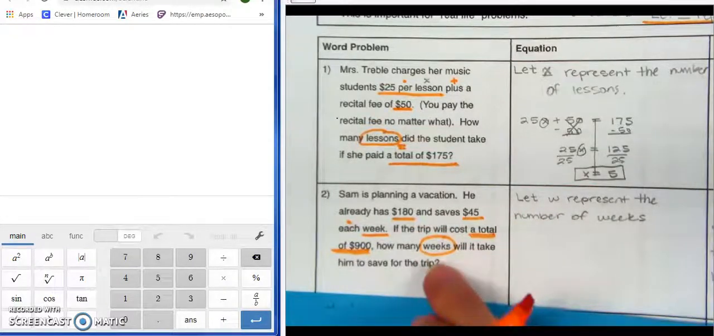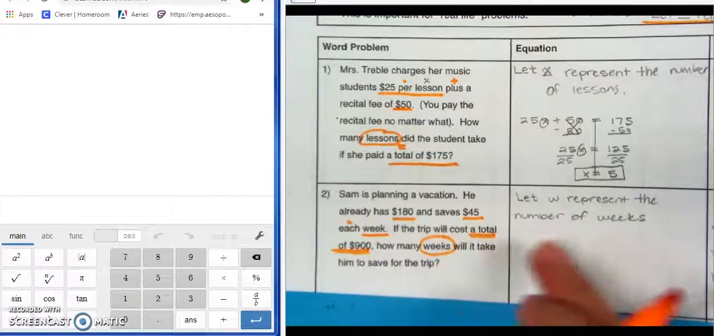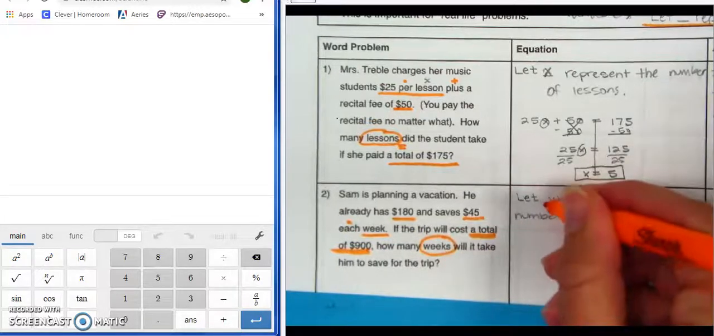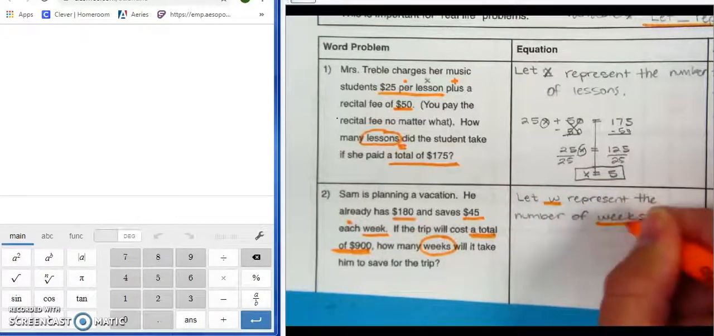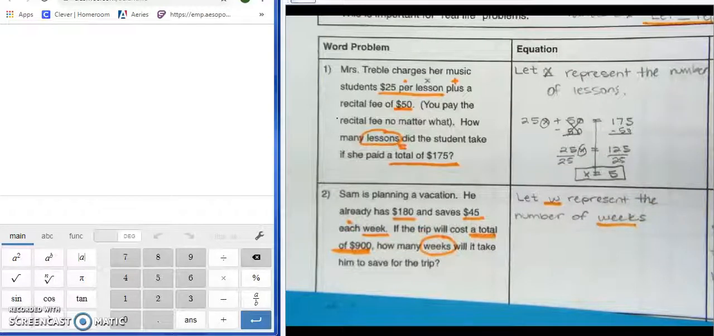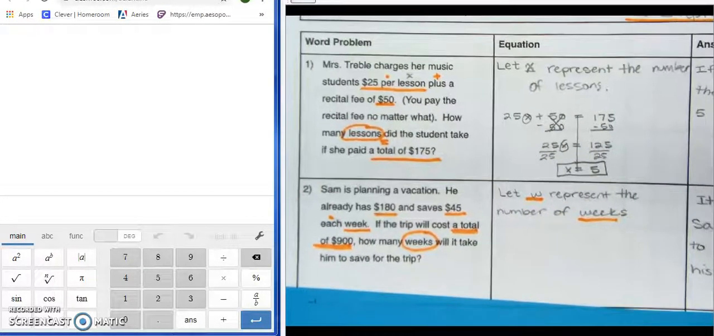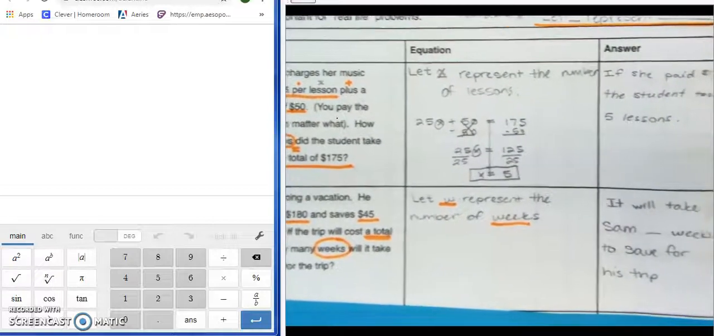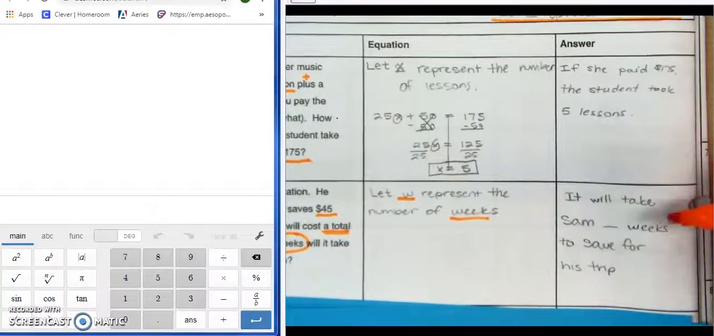So since that's what we're looking for, we're going to set up our let blank represent blank. So this time I use W. Let W represent the number of weeks so that I will know what the W is representing. And we know we'll have an answer when we know how many weeks Sam has to save for this trip. So you can go ahead and already set up an answer. It will take Sam blank weeks to save for his trip. That way we know we're actually answering their question.